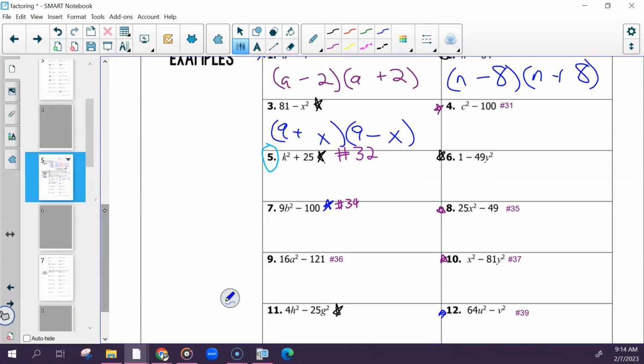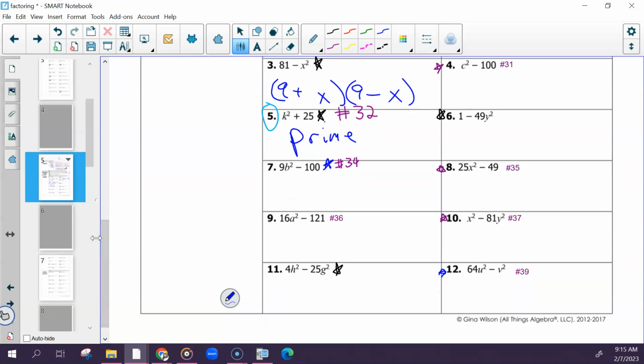Let's jump to 5. Be careful with this one, because here, k squared and 25 are both perfect squares, but this is adding. So we cannot do this one. This would be prime. Notice how this prime is different than our GCF prime. Yes, you can only take out a 1 of all of these things, but there are also not a difference of squares. That's the real reason this is prime.